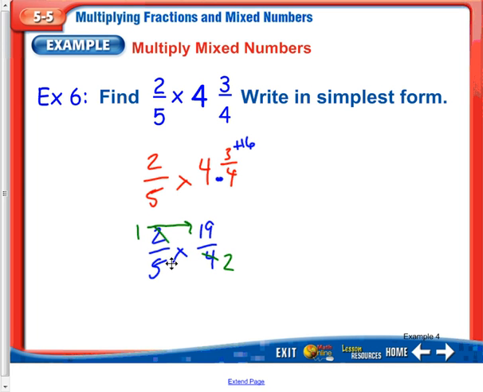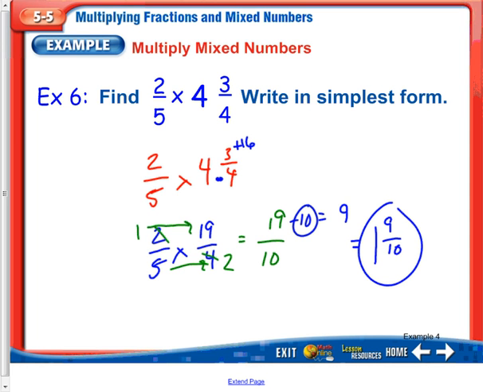So 1 times 19 and 5 times 2. So I'm going to get 19 over 10. I can take 10 away from 19. So again, remember, every time I take a 10 away, I'm making a whole. So minus 10 equals 9. I can't take another 10 away, so I'm going to have 9 left over. So the whole thing equals 1 whole and 9 tenths. And I can't simplify 9 tenths at all, so that is my final answer.